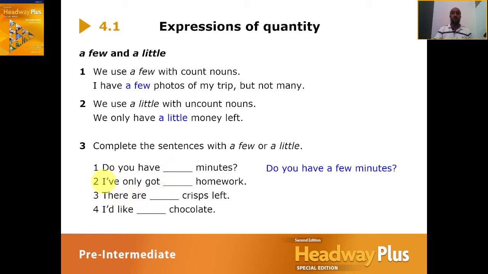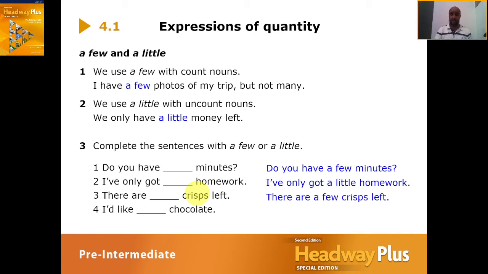The next one, I have only got something homework. Now homework, if you remember, is not countable. So here we're going to use a little. I've only got a little homework. The next one, number 3, there are something crisps. Now crisps has an S, so this is countable, it's plural. So here we'll say there are a few crisps left.